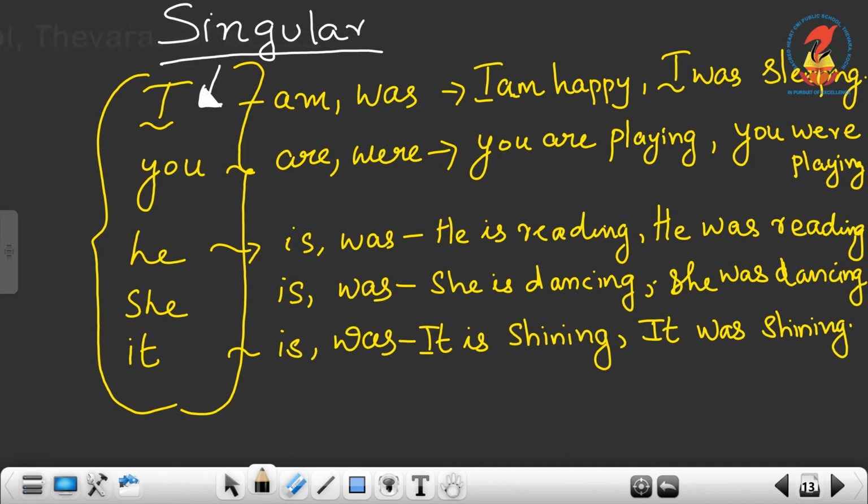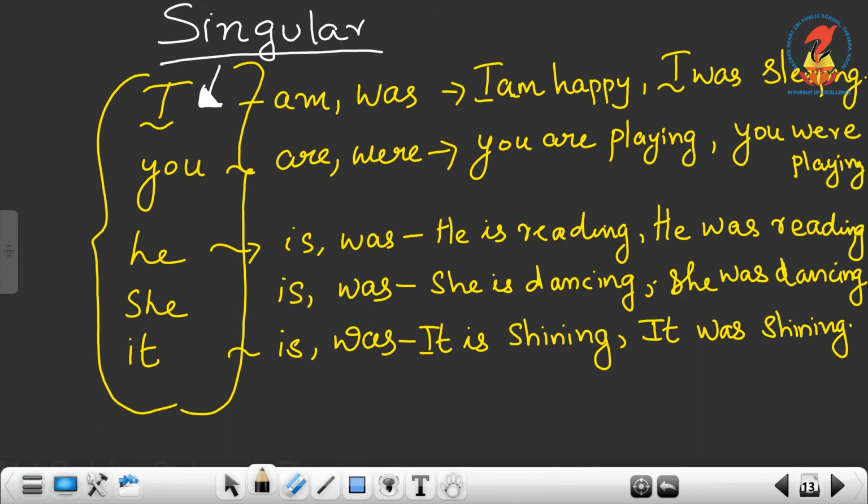For all these subjects, what all verb forms you are using? That is what we are going to study. I, you, he, she, it. Which all verbs you can use? With I, you can use am and was. Example, how to use am? I am happy. Then how to use was? I was sleeping.